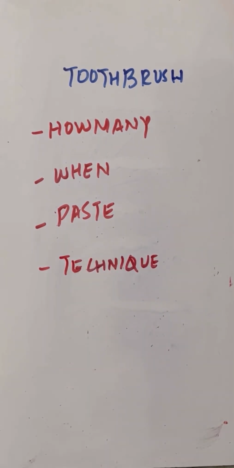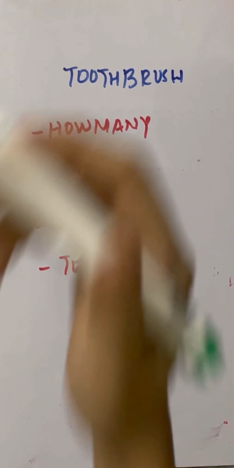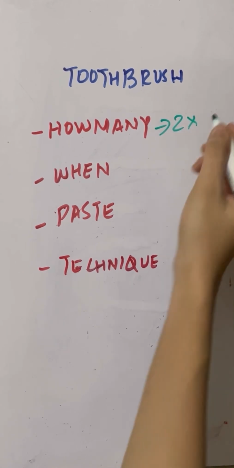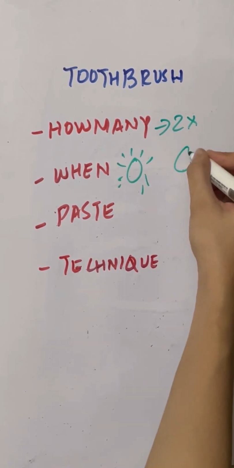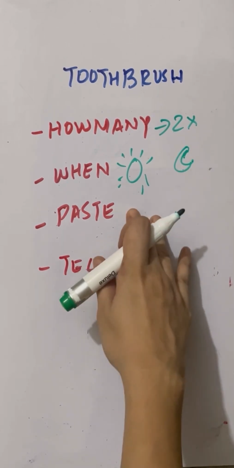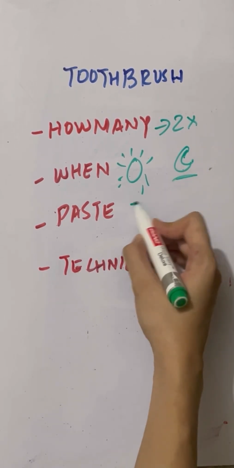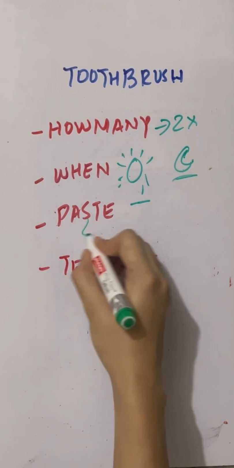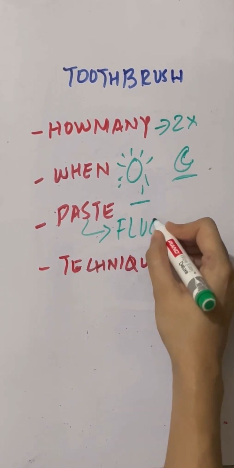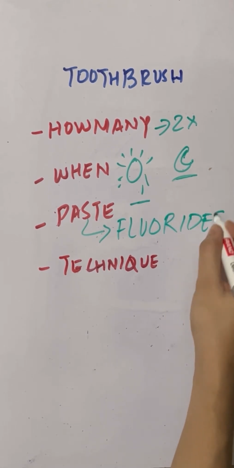So how many times should we brush daily? We should brush 2 times. And when? One in the morning, the other in the night, before you sleep and after you awake. And which type of paste should we be using? We should use fluoride containing paste. And what is the technique?